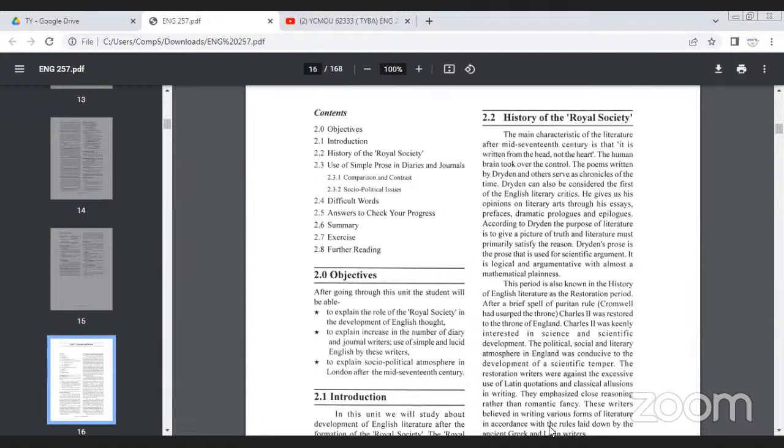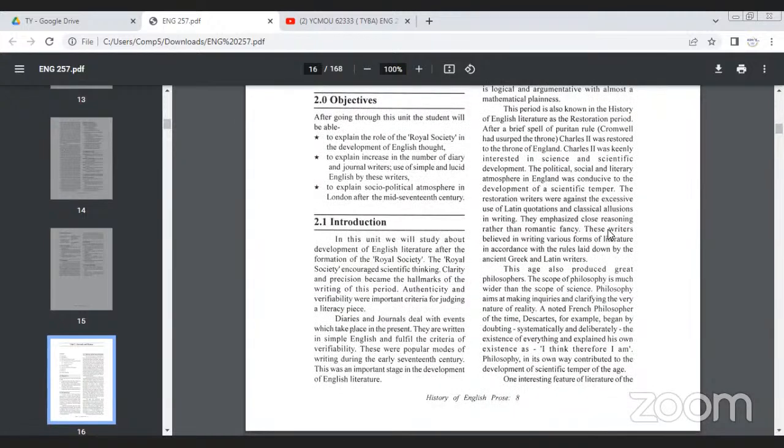The writers of the time were against the exclusive use of Latin quotations and classical allusions in writing. They emphasized close reasoning rather than fanciful imagination. These writers believed in writing various forms of literature in accordance with the rules laid down by the ancient Greek and Latin writers. This age also produced great philosophers.